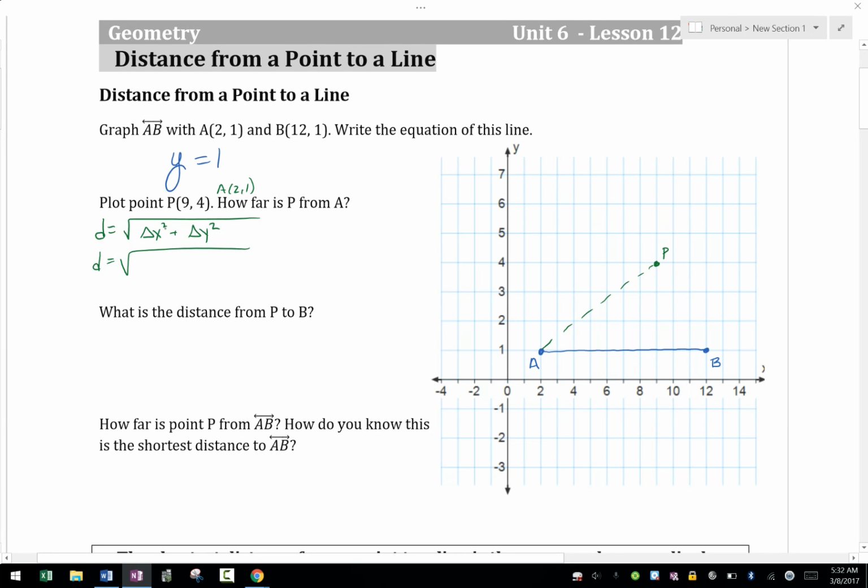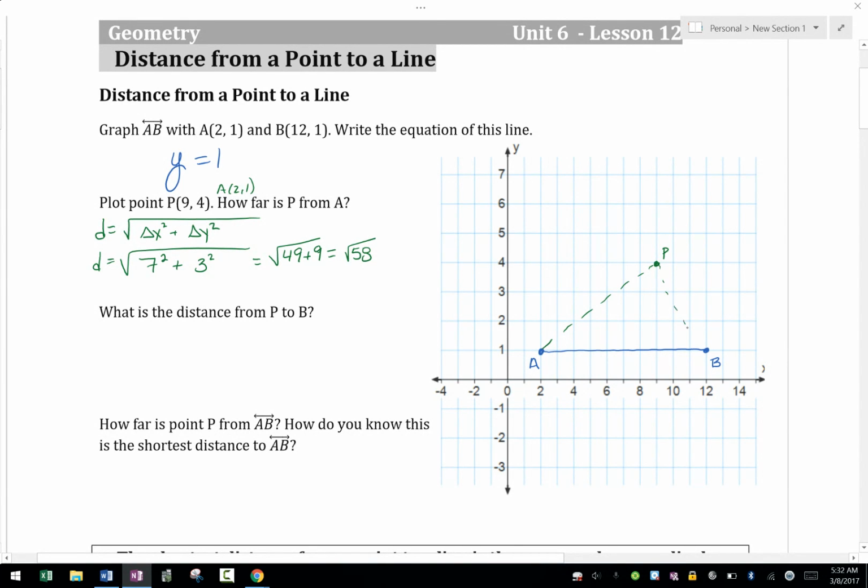So the difference between 9 and 2 is a delta x of 7, and 4 to 1 is a delta y of 3. Now again, I know that x and y changed by a negative amount, but I'm squaring it, so I don't really need that negative. So then that's the square root of 49 plus 9, which is the square root of 58. Okay, fine. What is the distance from P to B?